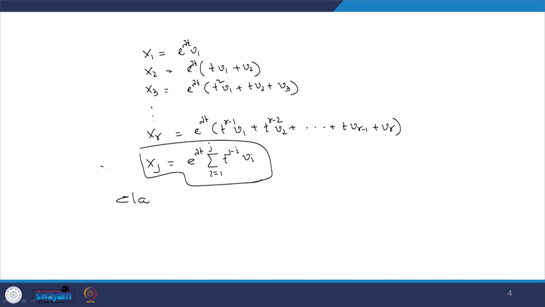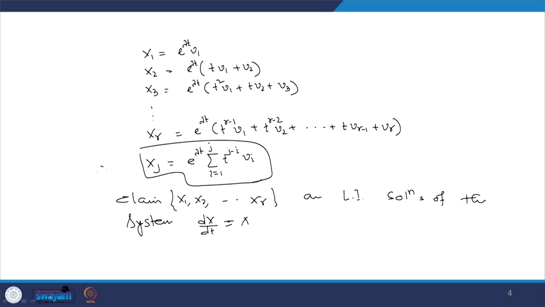Claim: x1, x2, ..., xr are linearly independent solutions of the system dx/dt = Ax. Let me first prove that each of them is a solution of this system.